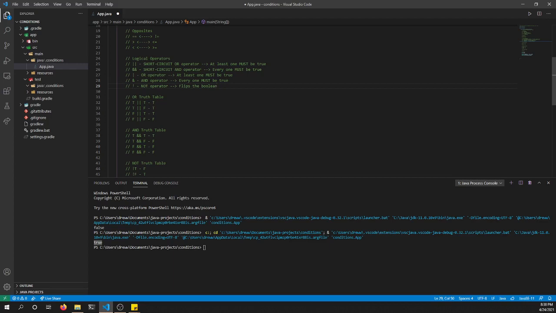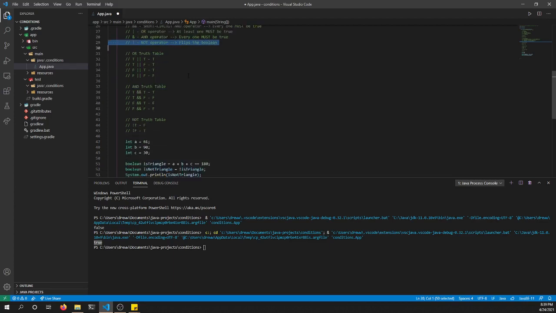So these are the 3 major operators. The OR operator, where you're looking for is at least one of these true. The AND operator, where you're looking for are all of these true. And then the NOT operator, which is just take whatever it is and invert it. If it was false, make it true. If it was true, make it false.